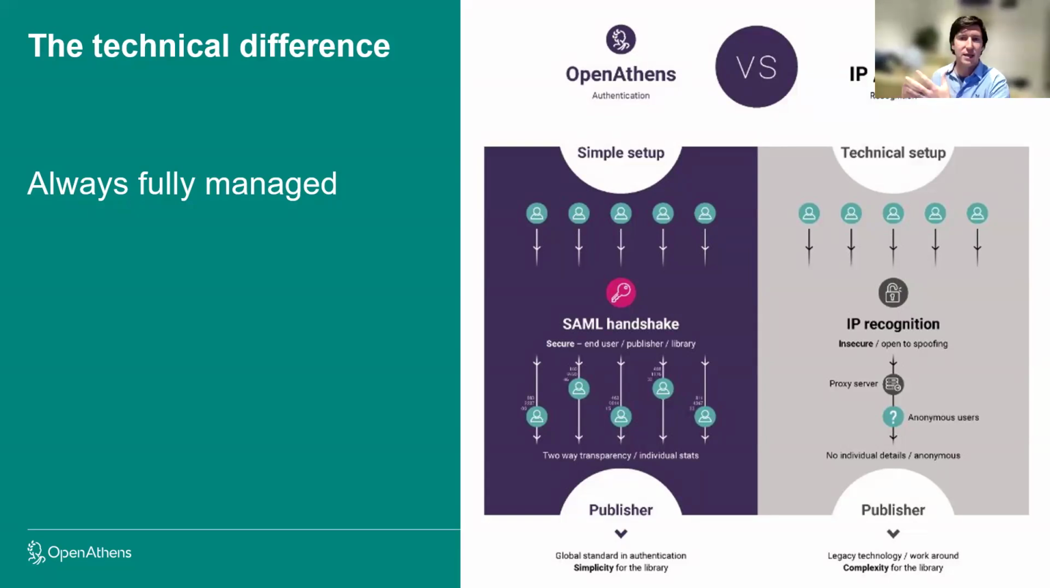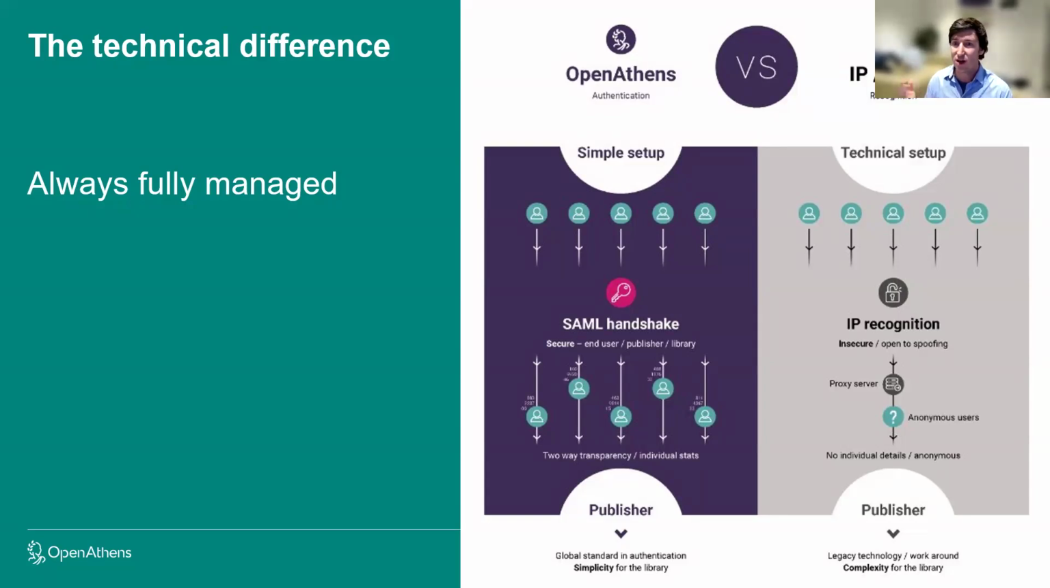A proxy will be used when you're using remote access, and IP will be used when they're on site on the campus. But both are doing the same thing in terms of the IP address being what's used. It's good in that it's anonymous users, you could say, but there are risks around that. It's insecure, it's open to spoofing, and to be honest, it's legacy technology.